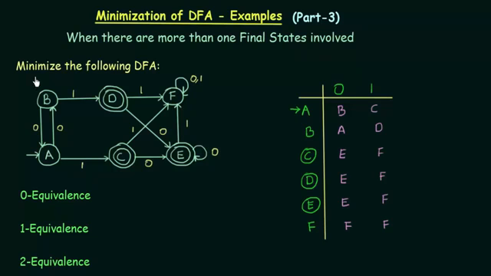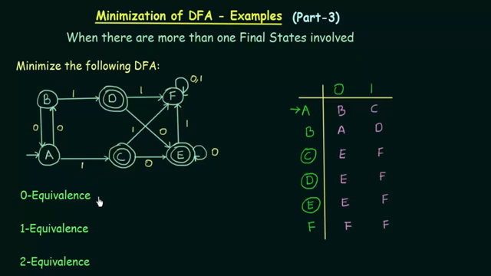So here we have our task, that is to minimize the following DFA. Here our DFA is given, and if you look carefully you see that this DFA has 3 final states. This is the state transition table for the DFA, and we have 6 states here, A, B, C, D, E, F, out of which C, D and E are final states and A is the initial state. So let's see how we can minimize this DFA to obtain an equivalent DFA working in the same manner but which has the minimum number of states.